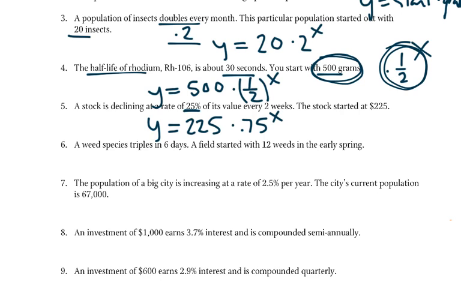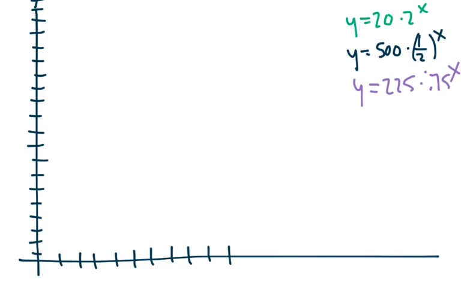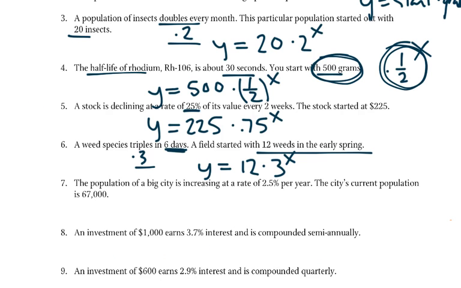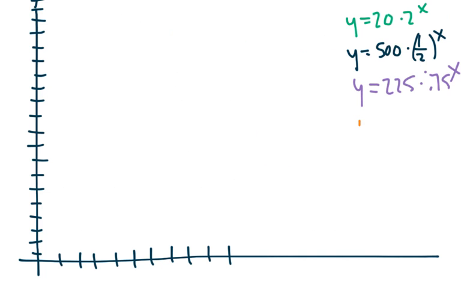A weed species triples in 6 days. Triples is timesing by 3. A field started with 12 weeds in the early spring. So y equals, we have 12 weeds. They're tripling every 6 days, so times by 3, and we get to the x power. Now, it's 6 days, but we're thinking in terms of this would be like 6 days, this would be 12 days. That's a good way to think about those kinds of things. So the last one was 12 times 3 to the x.